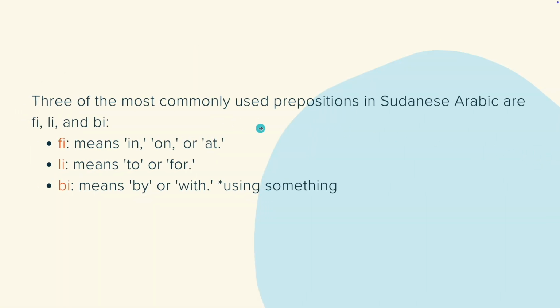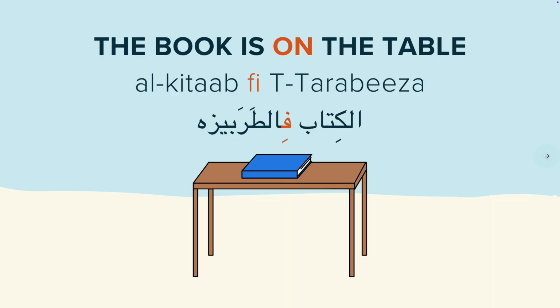Three of the most commonly used prepositions in Sudanese Arabic are fi, li, and bi. Fi means in, on, or at. Li means to or for. And bi means by or with, more of like using something. Here are some examples.